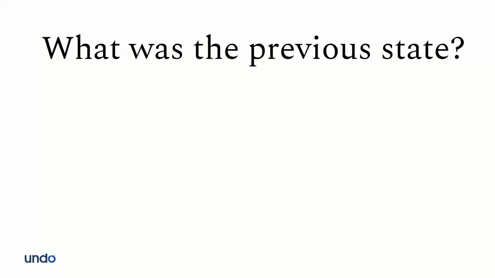So let's talk a little bit about how you do this. How does this work? How do we make this magic happen? We're going to step back a line, and we want all the state to go back to what it was. So we're asking this question: what was the previous state of the program?